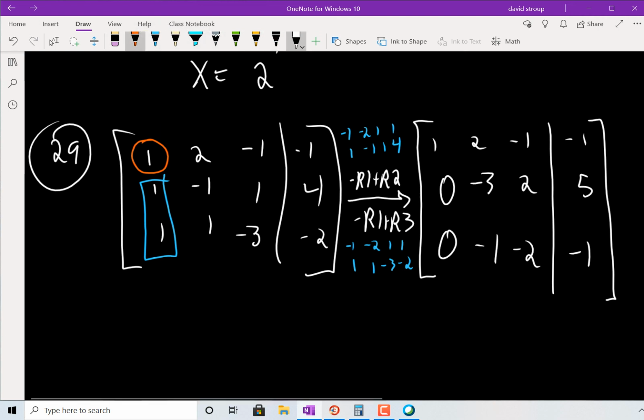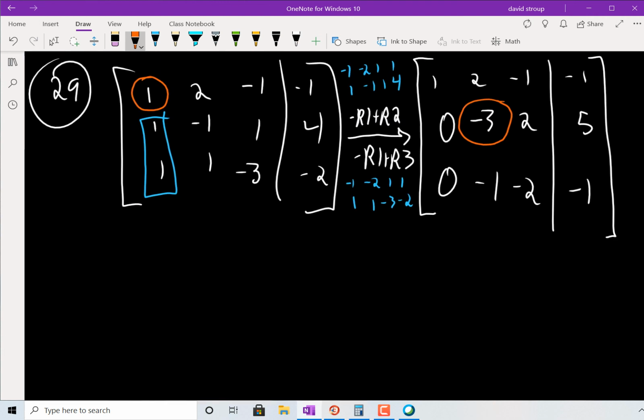Next, I want to get a 1 in the second pivot position, right here. Again, you can multiply by negative 1/3, but I'm going to just switch the 2 rows and then multiply the row by a negative to get a 1 there. Believe me, I hate fractions more than you could imagine. Okay, so that's what I'm going to do.